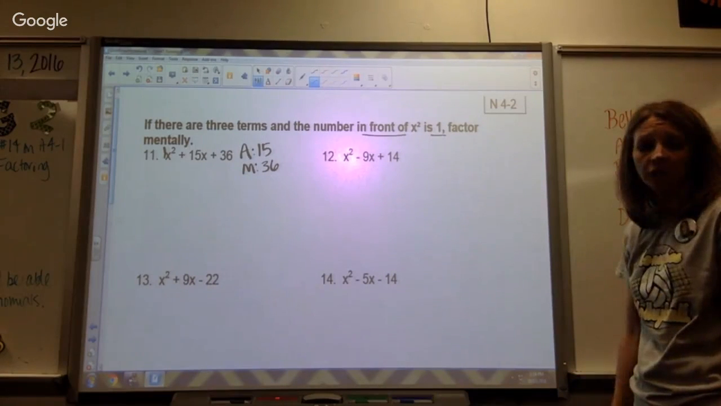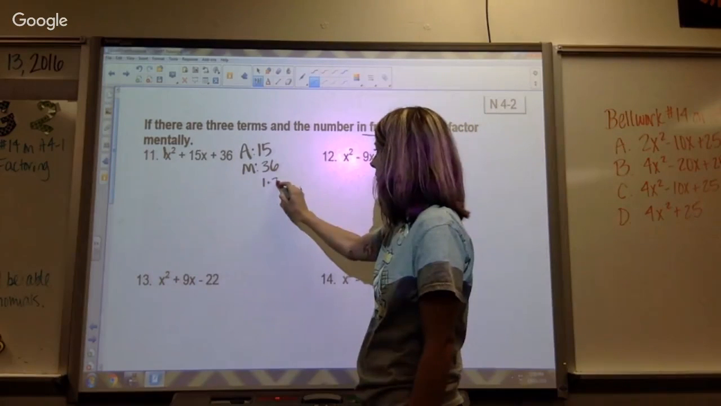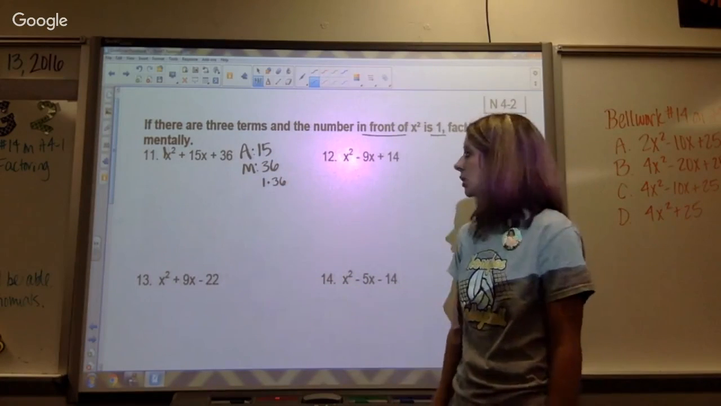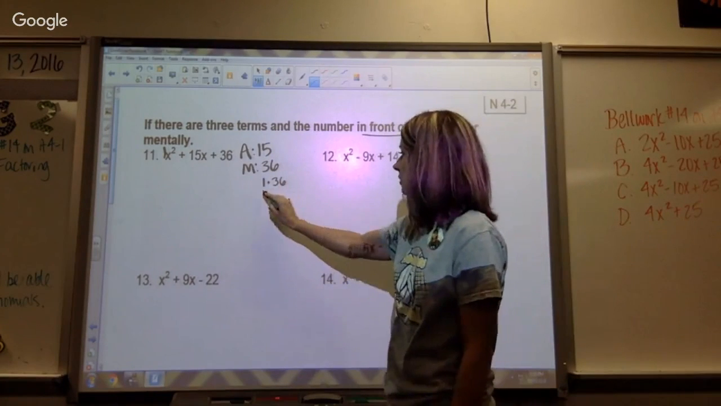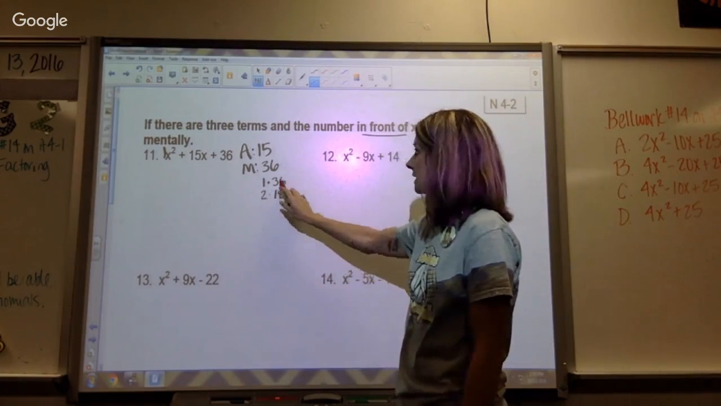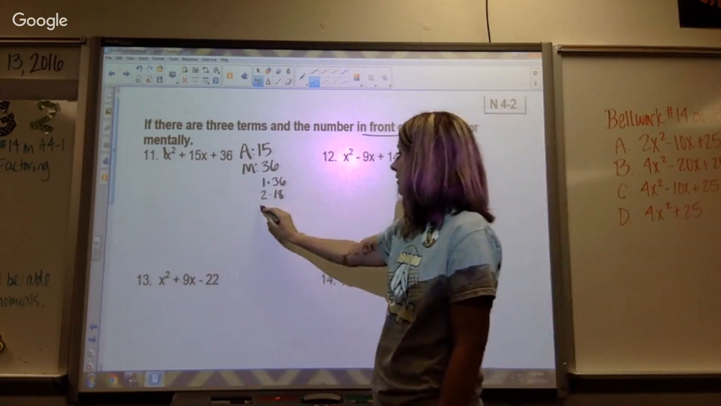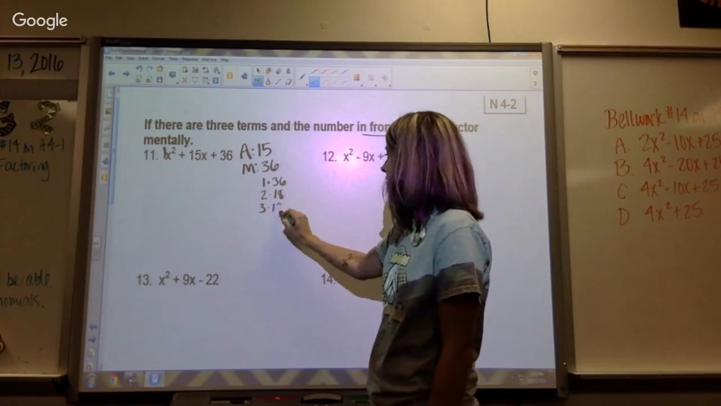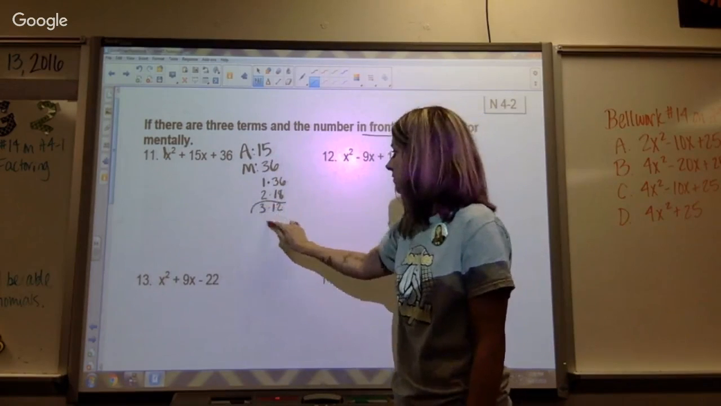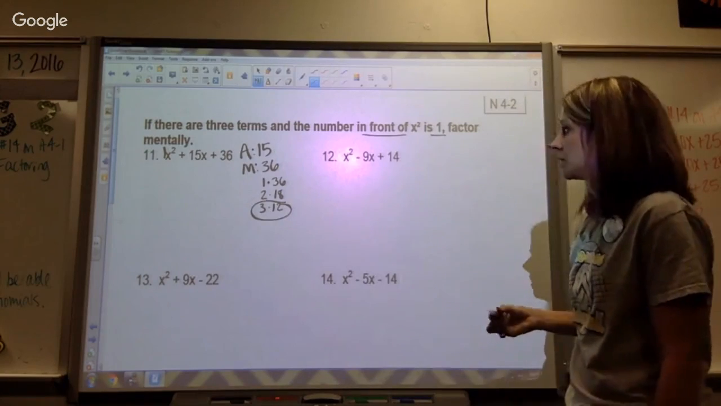All right, if you can't figure that out in your head, write all the factors of 36. Start with a 1. 1 times 36. Those will not add to 15, so keep going. Go to 2. 2 will go into 36 18 times. 2 plus 18 does not give me 15, so keep going. 3 will go into 36 12 times. 3 plus 12 does equal 15. So we found the 2 numbers that would add to 15 and multiply to 36.